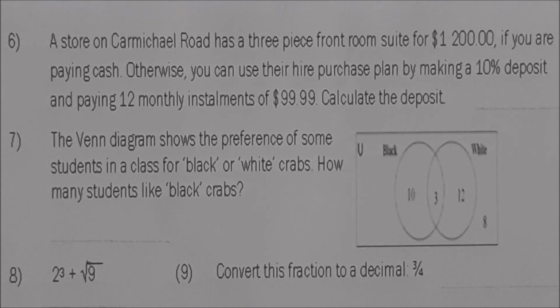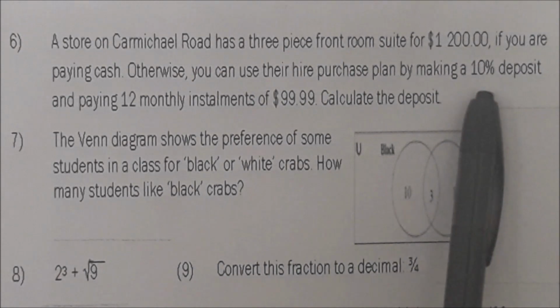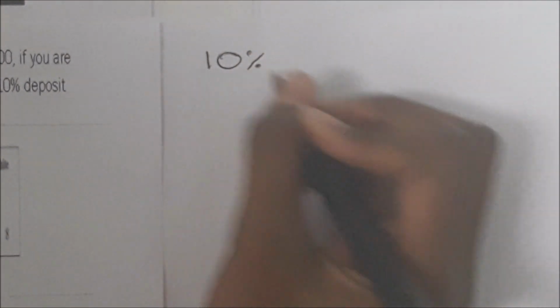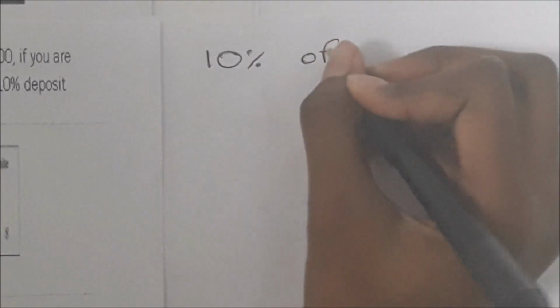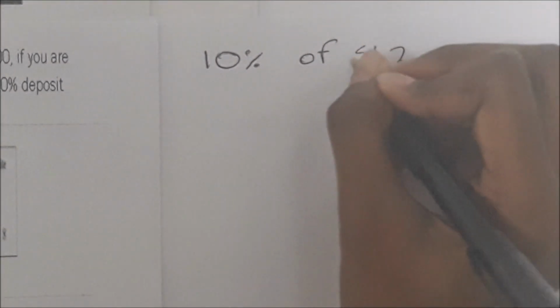And of course, it would be more money than the cash price of the front room suite. Okay, Rafaela, let's do the working at the back. Calculate the deposit. So what do you look for? The deposit. What is it? 10%. So 10% of what? Write that at the back for us so we can see what you're working. 10% of $1,200.